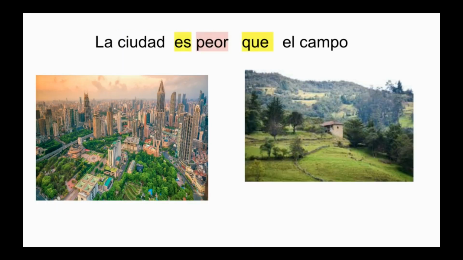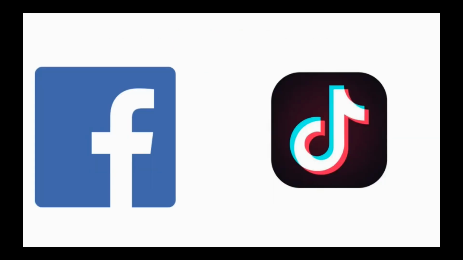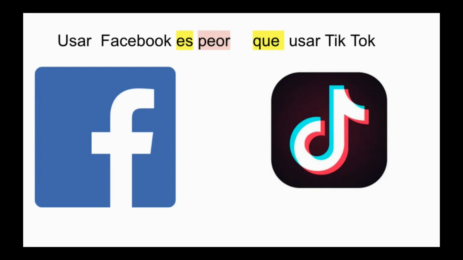La ciudad es peor que el campo. City is worse than the countryside. And usar Facebook es peor que usar TikTok. Using Facebook is worse than using TikTok.